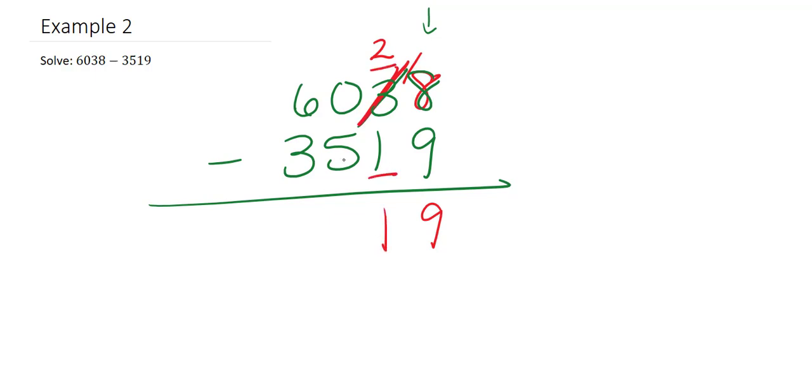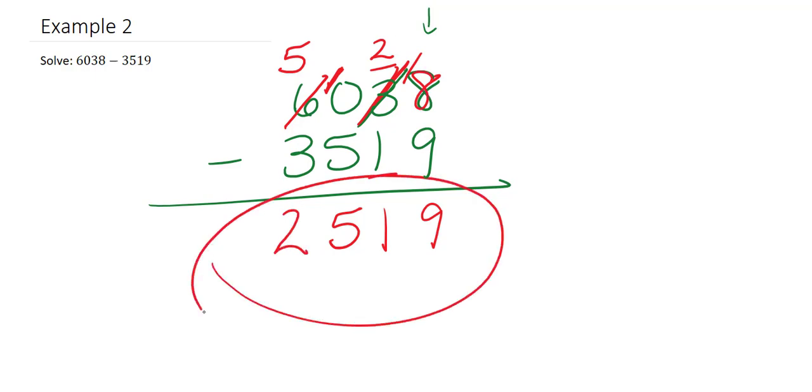0 minus 5 can't be done, so we need to go ahead and borrow from the thousands place value. So when we borrow, right, we just take a whole 1 from it. So we have 6 minus 1, so that's now 5. And then we put a 1 in front of the 0, so that's a 10 now. So now we have 10, right, so we have like 10 hundreds minus 5, so that would just be 5. 5 minus 3 is then 2. So we have 2,519 as our final answer.